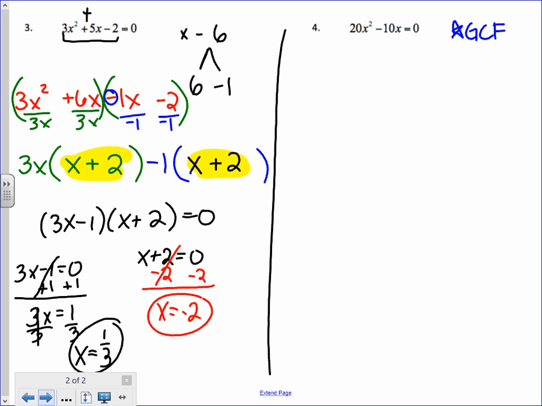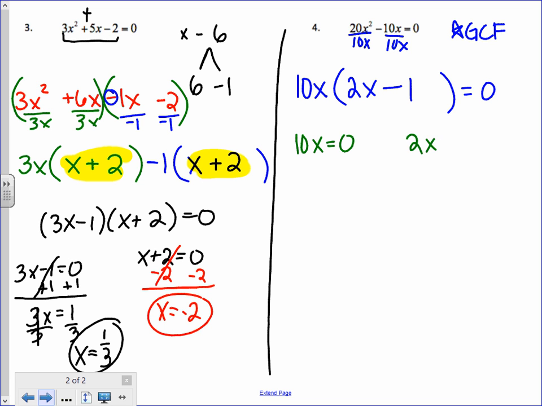It appears that there's actually a 10x as the GCF. So I'm going to divide 10x from both terms. When I do that, I'm left with 2x minus 1. That would be our fully factored form. So now all I have to do is take each factor, the 10x and the 2x minus 1, and set them equal to 0.